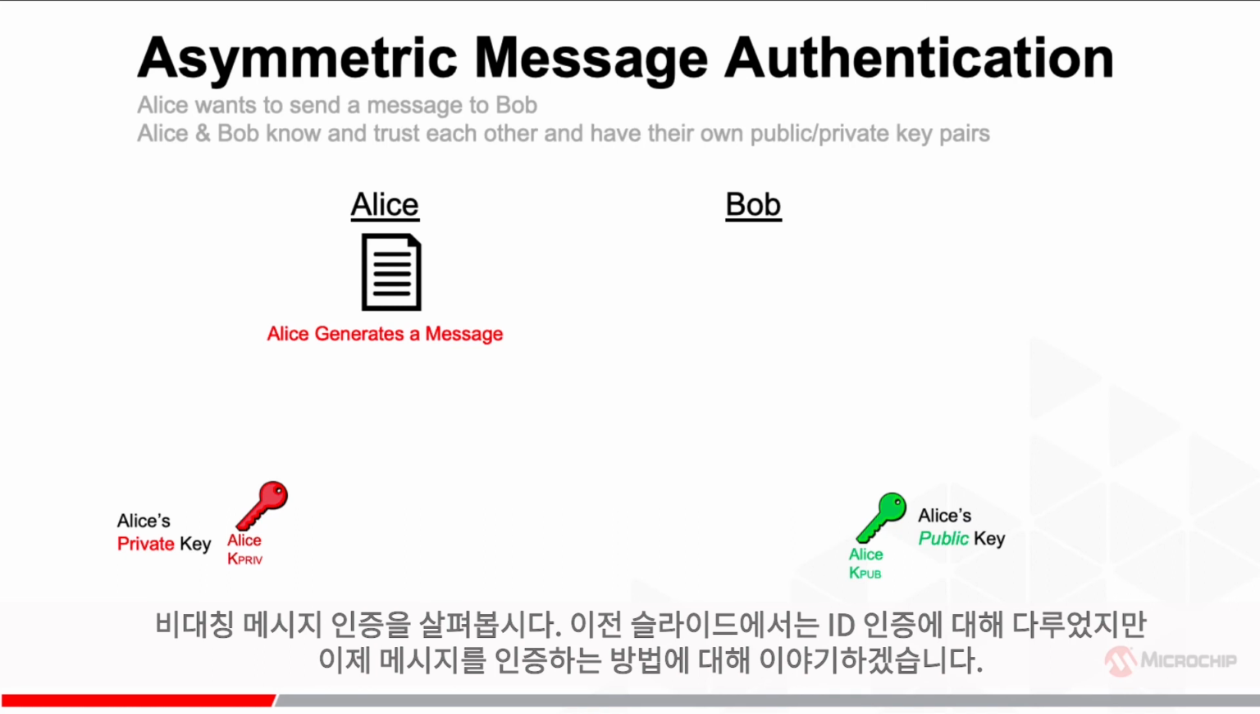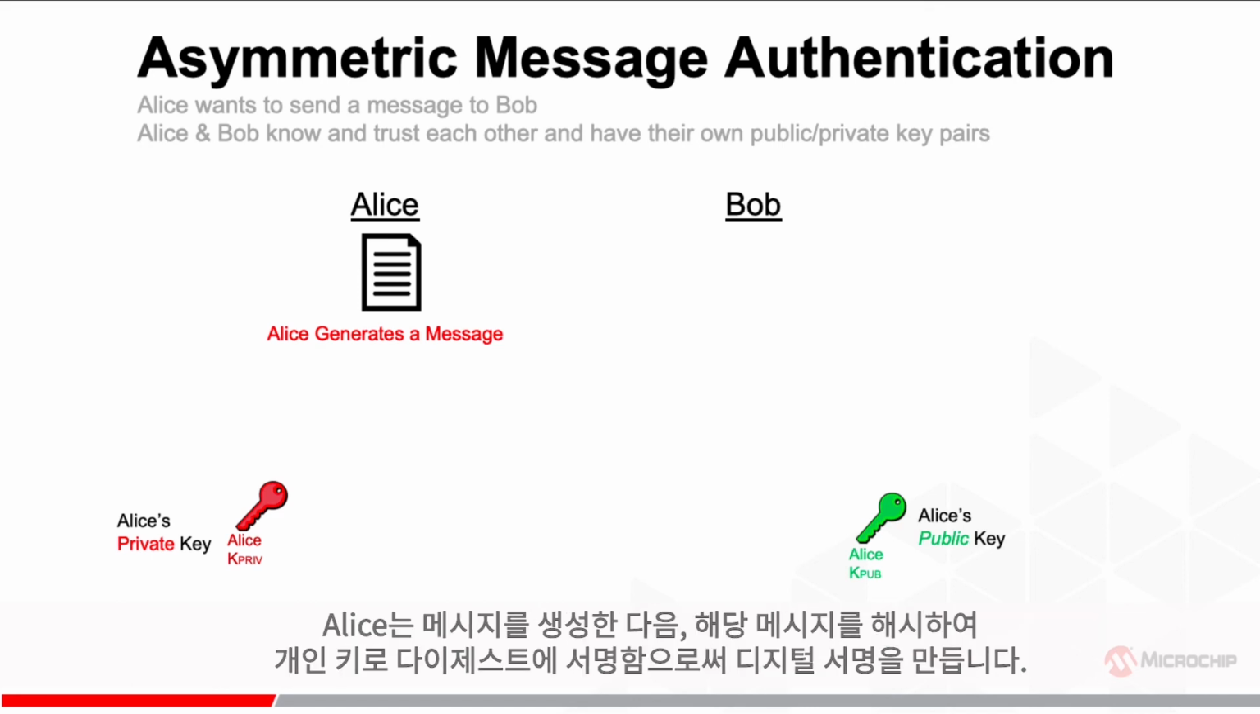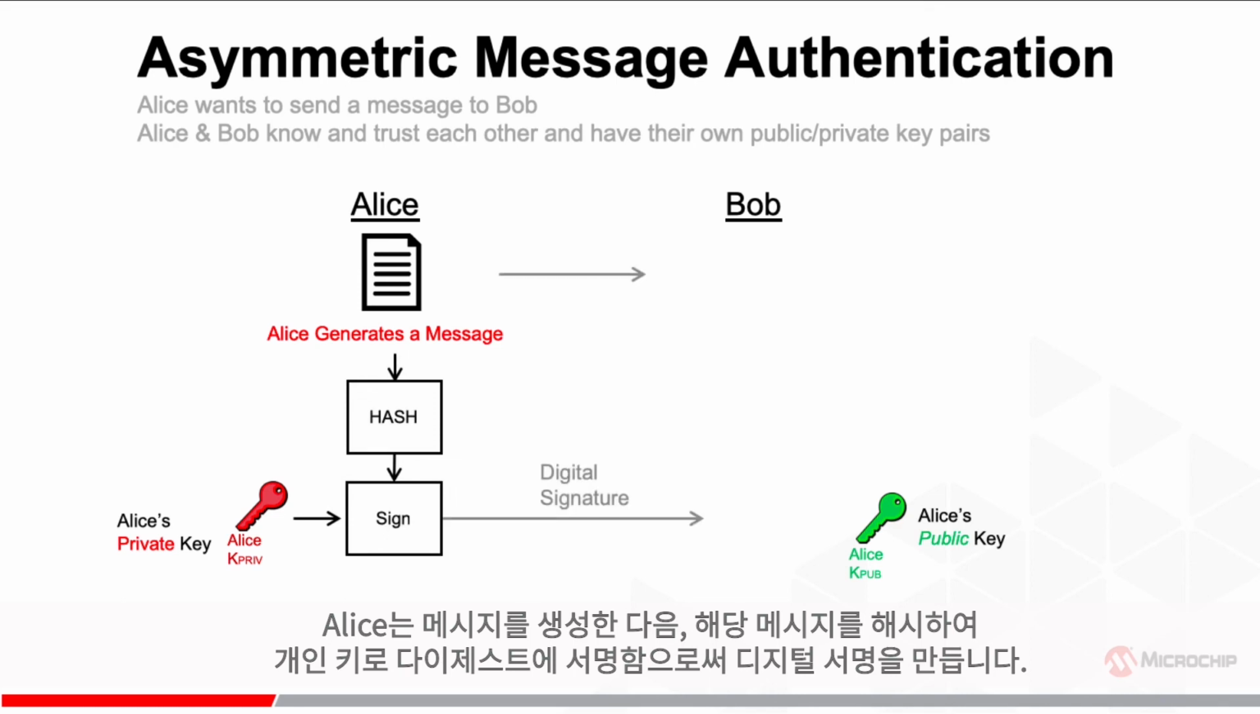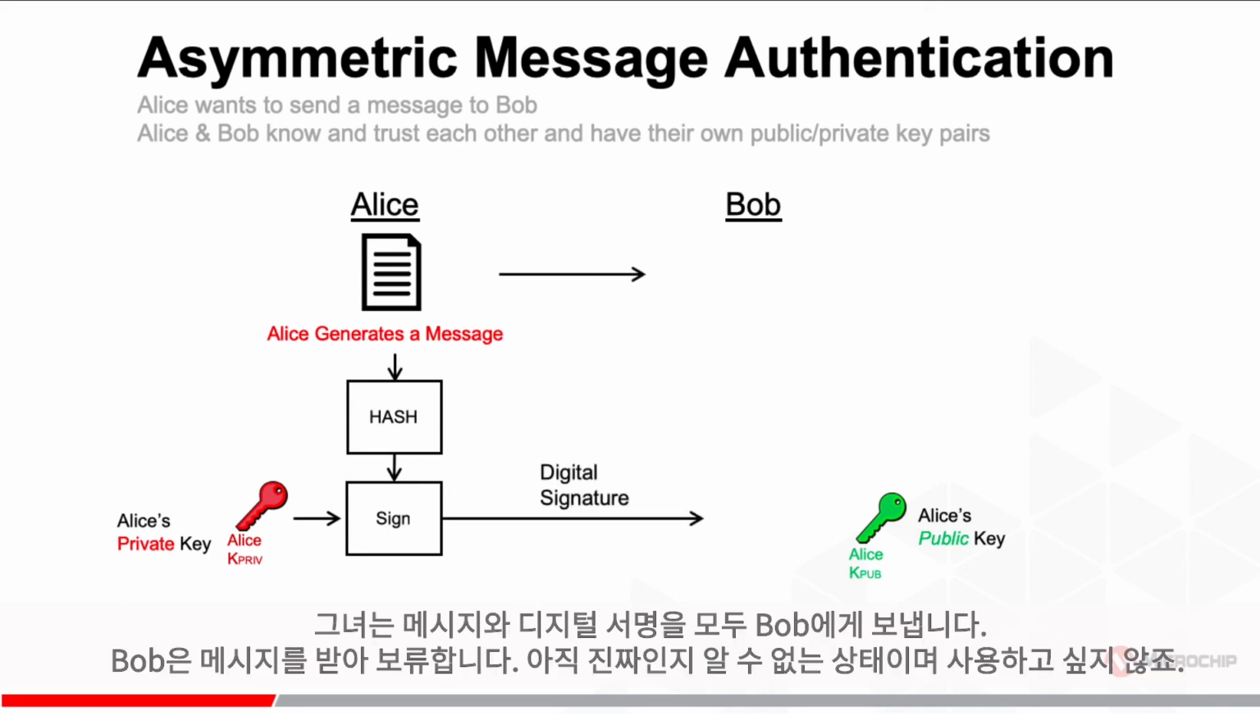Asymmetric message authentication. The previous slide talked about identity authentication. Now we'll talk about how we authenticate a message. Alice generates a message. She then hashes that message and then signs the digest with her private key. This creates a digital signature. She sends both the message and the digital signature to Bob.